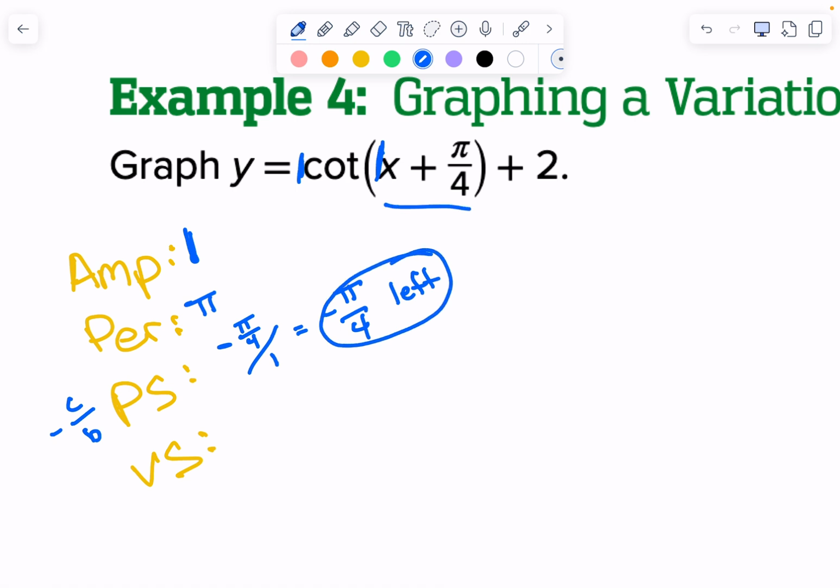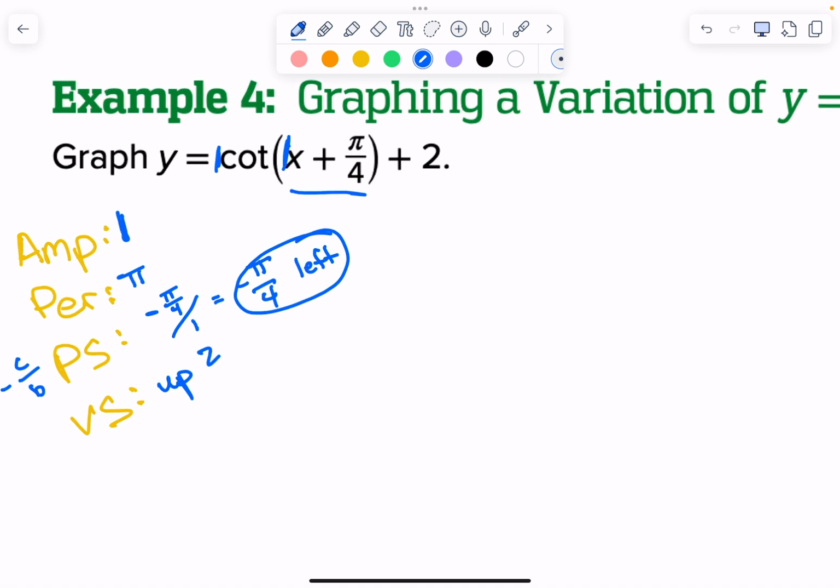Wait, but I thought that, phase shift, up here, plus means left, right? Once you pull it out in the equation, minus means left. That was clear as mud. All right, plus 2. Up 2. Vertical shift. Up 2. Right? Yeah?